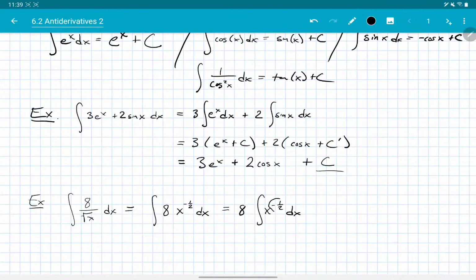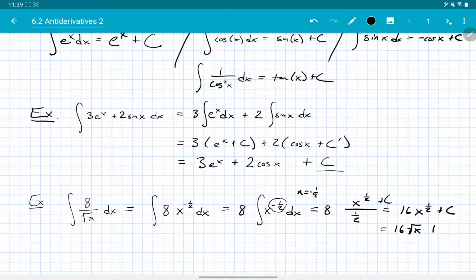This allows us to use the formula from before, that we do n plus 1. So this is going to be x to the 1/2 divided by n plus 1, which is 1/2. Here n is equal to negative 1/2 from the formula that you wrote down above. Now when we figure this out and write this carefully, this is 16 x to the 1/2 plus a constant. Constant should be here too. So this is 16 root x plus a constant.